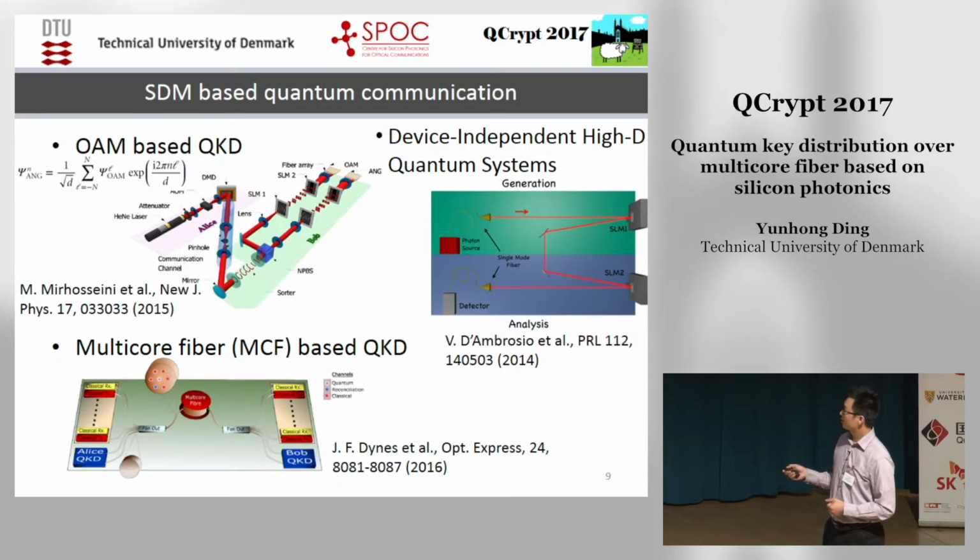Here, OAM-based QKD uses 2 mutually unbiased bases. Here is a demonstration by Xinlun's group. They realized high-dimensional quantum communication using a device-independent scheme. Also here is a demonstration from the Toshiba Center, where they use multi-core fiber to communicate both classical and quantum signals simultaneously.